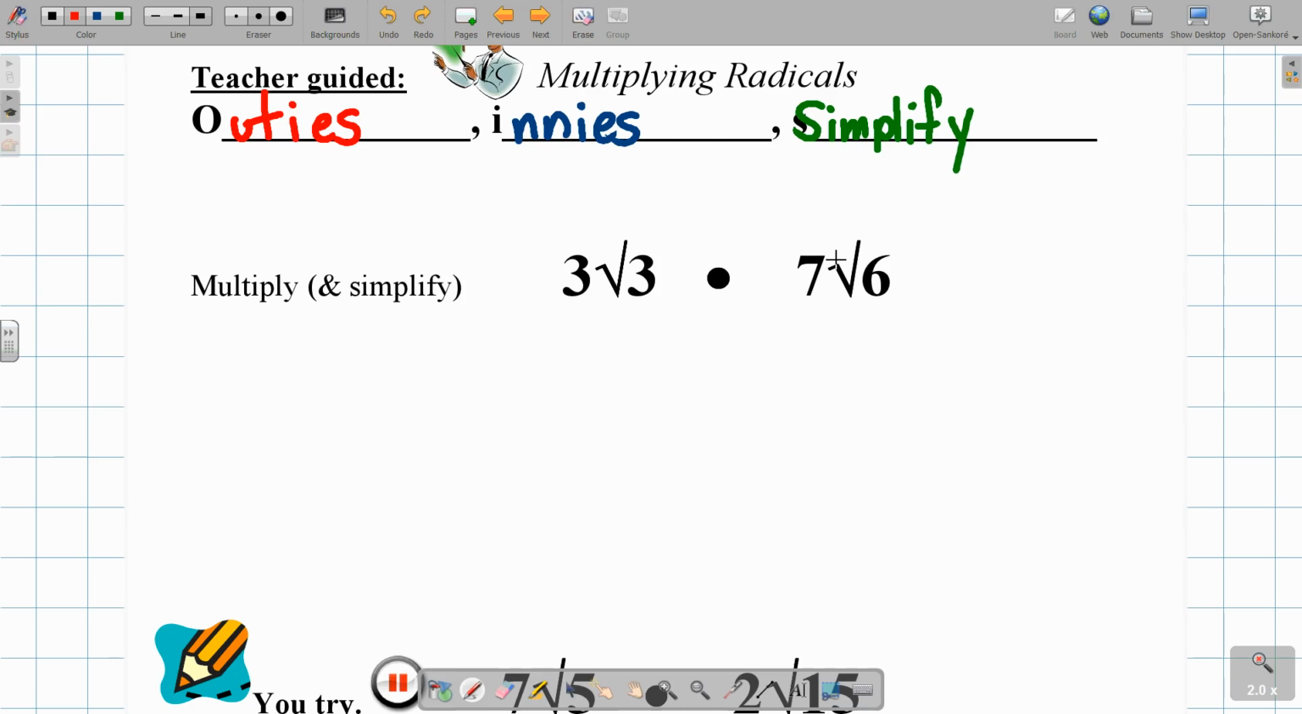Ready? I suggest get your quad pen. Outies, draw an arrow connecting the numbers on the outside. That's why I call them outies. 3 times 7, 21. Innies.